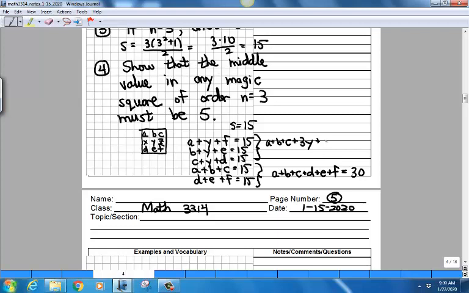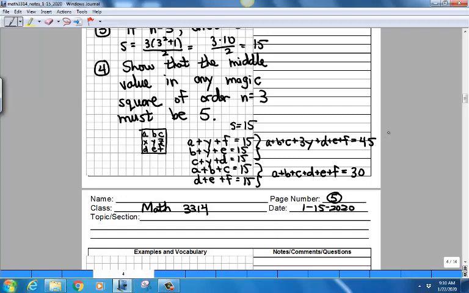Actually, f plus e plus d, but I'm going to write it as d plus e plus f. And is that right? Is that what I get when I add up these 3 equations? Yeah, I think that's true, right? And so, but what does that add up to? 45, right, okay? So that's very convenient. That adds up to 45.